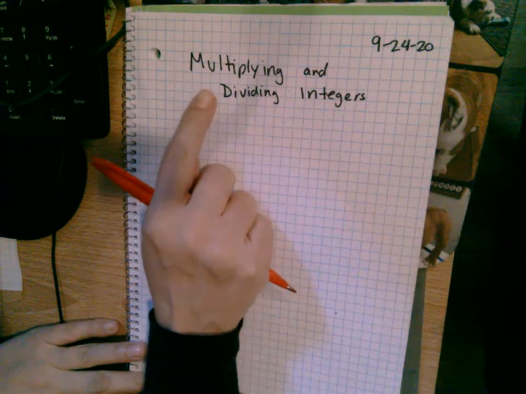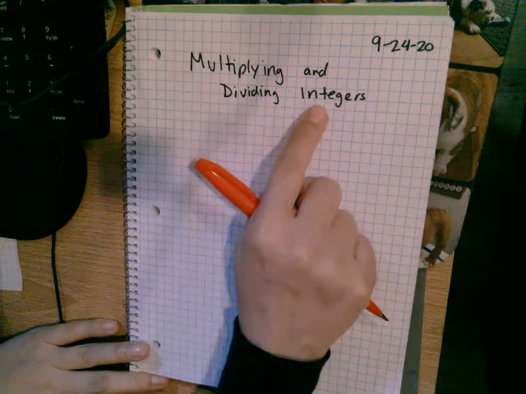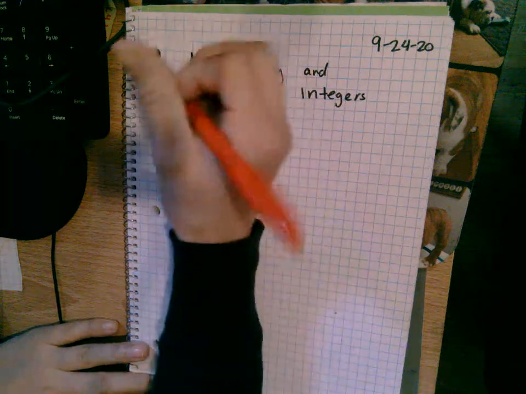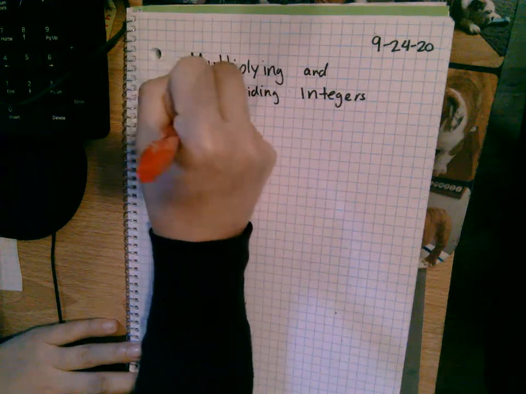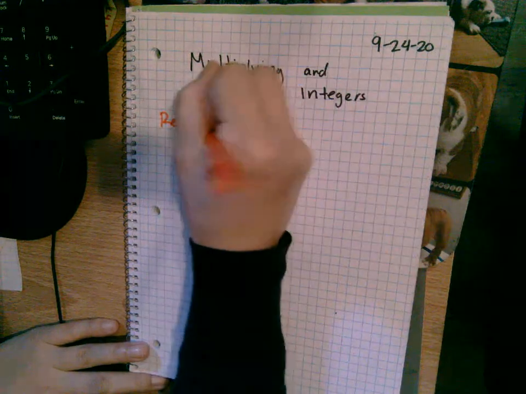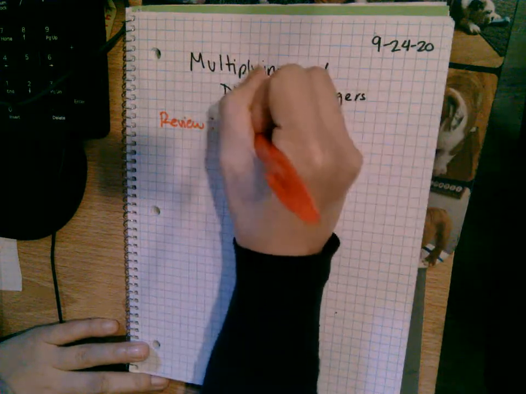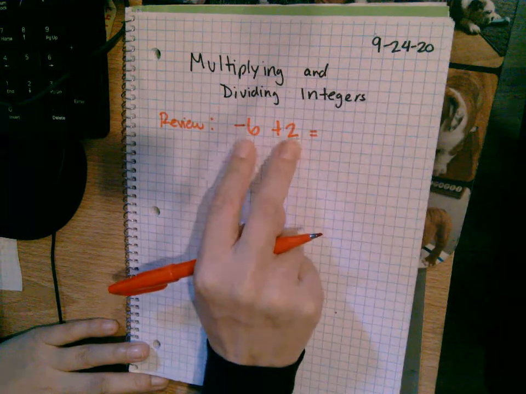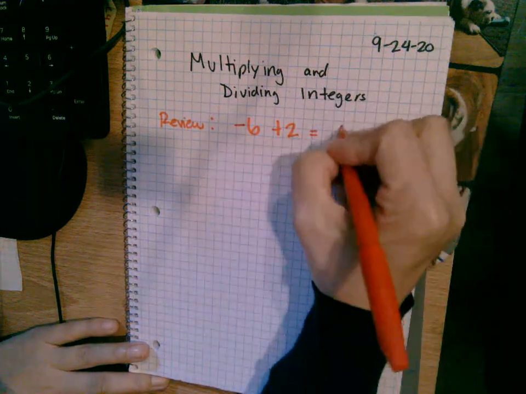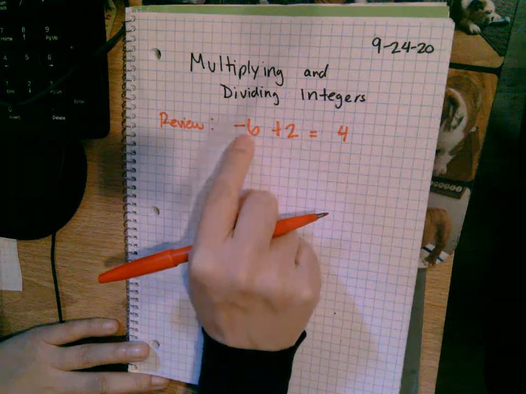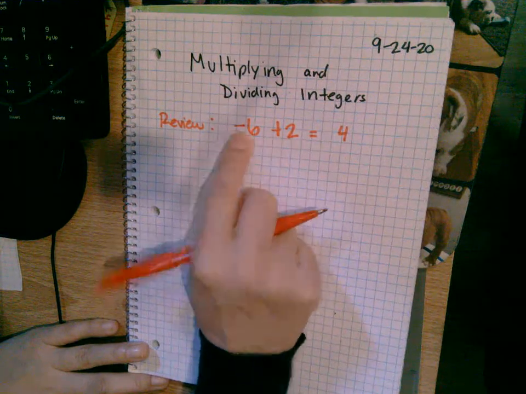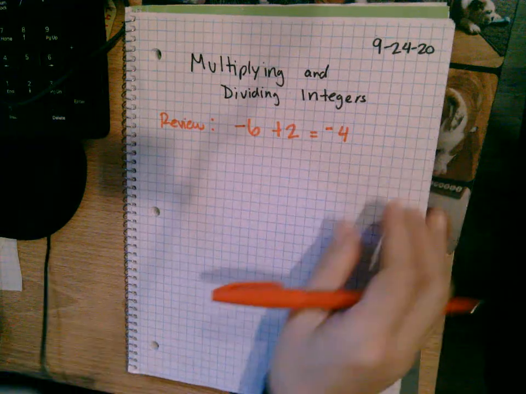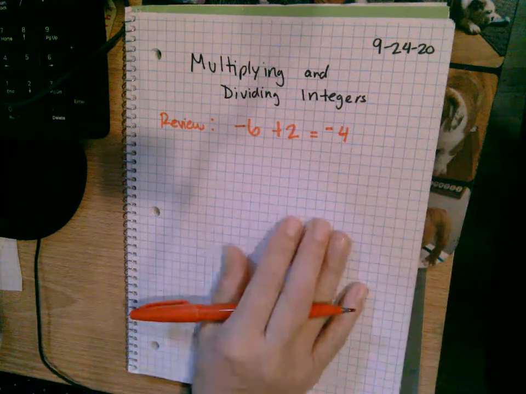So today we're going to be learning about multiplying and dividing integers. Integers are positive and negative numbers. So just to review, we already learned how to do, for example, -6 plus 2. The signs are different, so you're going to subtract, you get 4. And then are there more negatives or more positives? There's more negatives, so your answer is -4. Okay, we learned how to do those.